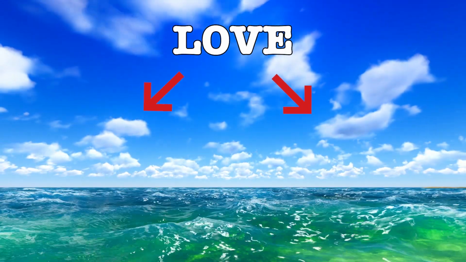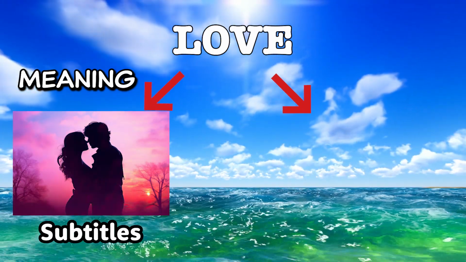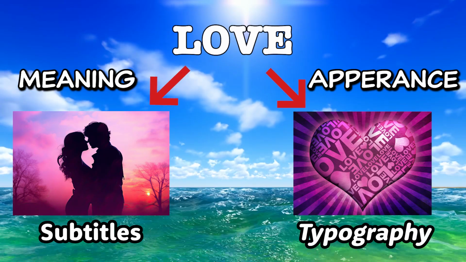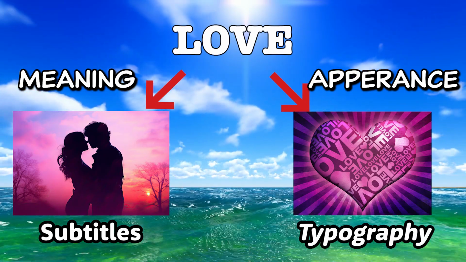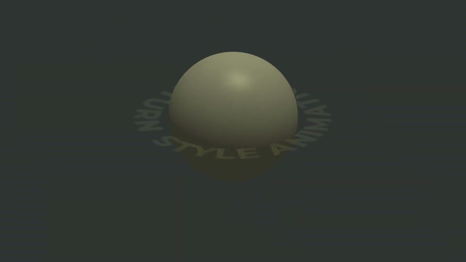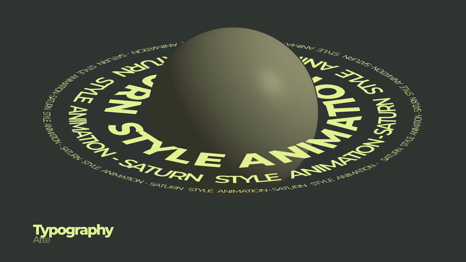Whether you classify text as a subtitle or typography depends on your perspective. If you see it primarily as meaning, it's a subtitle. If you see it as appearance, it becomes typography. Of course, typography does convey meaning, but it leans more towards 10% meaning, 90% design and motion. That's why typography often features eye-catching motion.